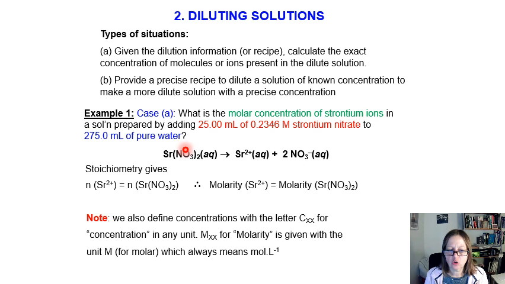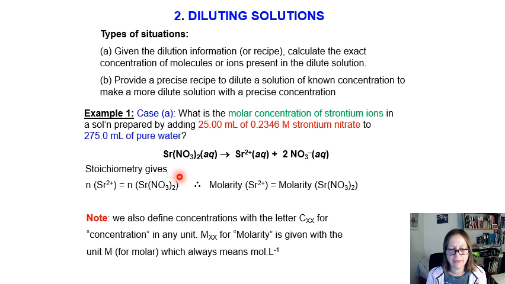When you look at the stoichiometry, 1 strontium nitrate gives 1 strontium 2+, and it's very important to pay attention to this stoichiometry because if your question was on nitrate, you will have to consider that it gives 2 nitrate ions. So what you can say is that the number of moles of strontium ion is equal to the number of moles of strontium nitrate in your initial solution.